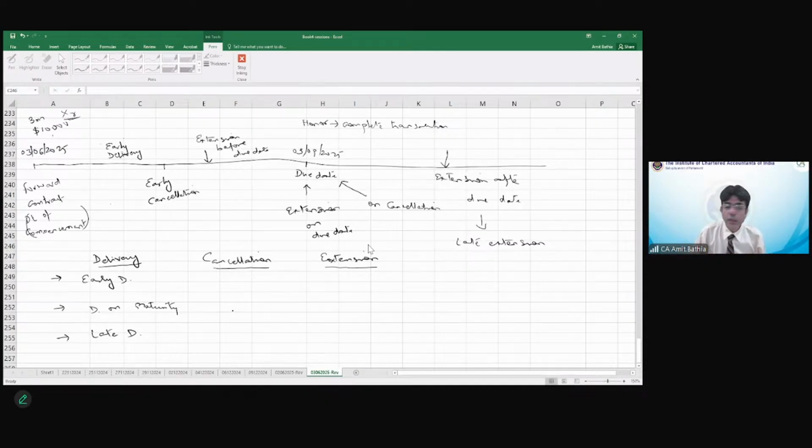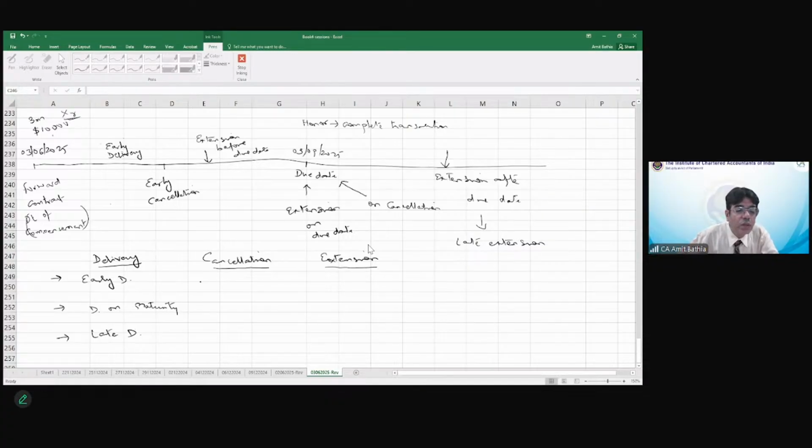Are you with me? Are you all able to follow this? Early delivery meaning I am able to deliver my foreign exchange before the due date of the contract. I am delivering the foreign exchange on maturity, which is as per the contract. That is what forward contract was essentially entered into for. I deliver the currency, they give me the INR, contract is settled. And third one is late delivery, where I deliver, but I deliver later than the due date.